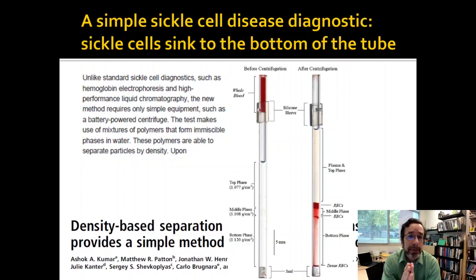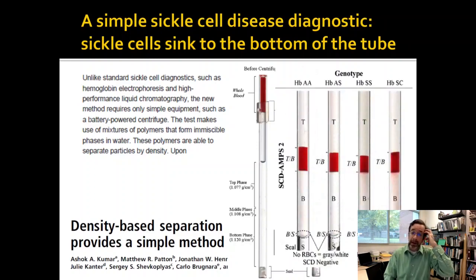So you can take this to places where there isn't even electricity, put whole blood into the tube. The tube has a gel in it that filters out the red blood cells, and the dense red blood cells will end up on the bottom. A person with more dense red blood cells is very likely to have those be sickle cells.